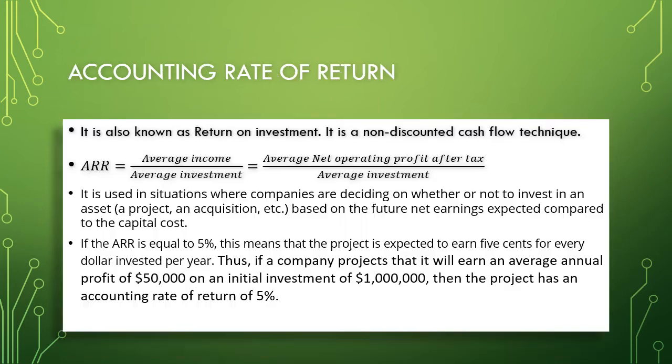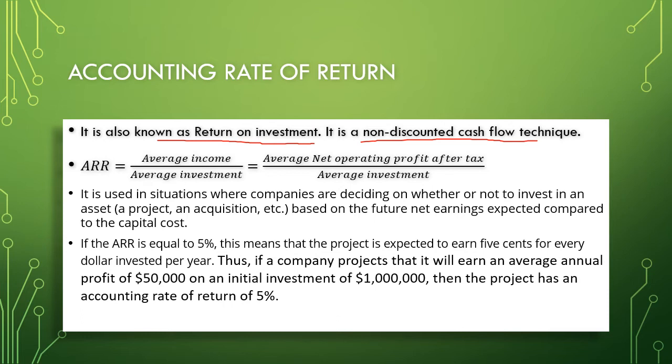Okay. Now the accounting rate of return. So what is accounting rate of return? It is also known as the return on investment. It is a non-discounted cash flow technique, that is, it does not consider the time value of money. Okay. ARR is given by average income by average investment, or average net operating profit after tax by average investment.